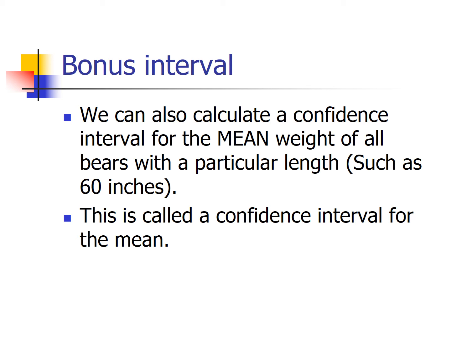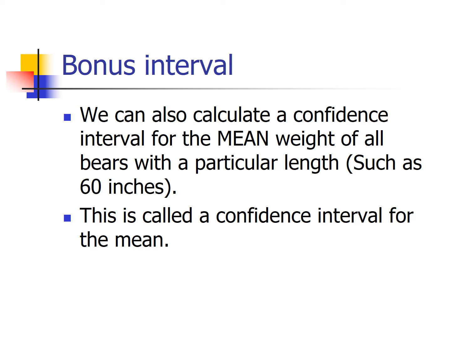We might say, if I had one particular bear, my BBF, my best bear friend, instead of BFF, BBFF, my best bear friend forever. And I know that his length is 60. If I wanted to try to guess a plausible range of values for the weight of that actual bear, of my BBFF, that's the prediction interval.